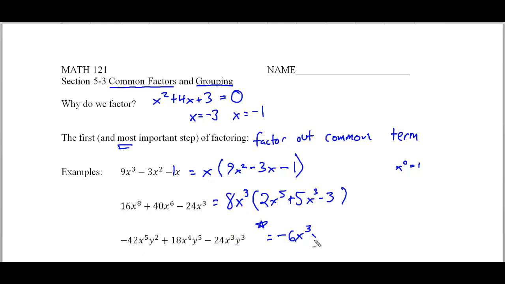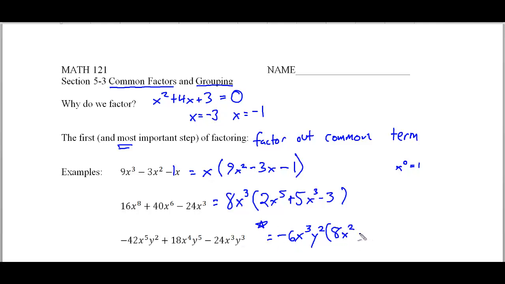2 is the answer to that one. And then we put our parenthesis here. So -42 divided by -6 is going to give me a +8. This is good. We want the first term inside of this parenthesis, this trinomial, to be positive. We're going to have 2 x's left and no y's.